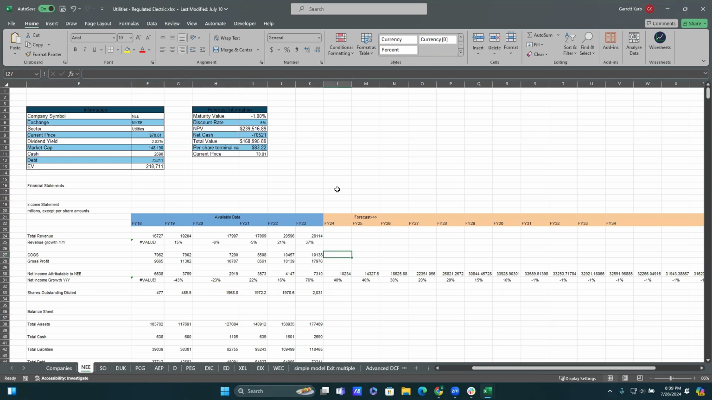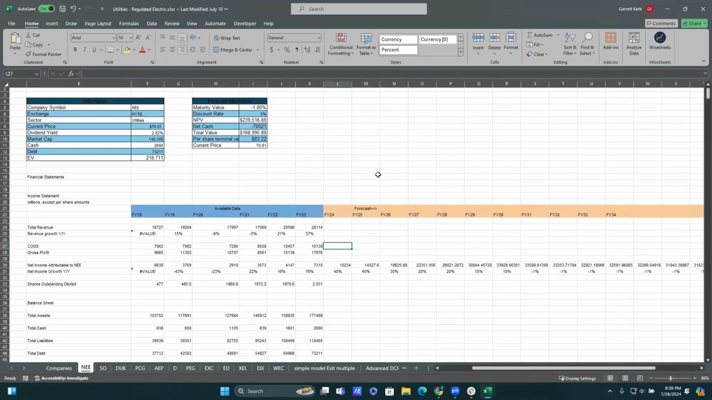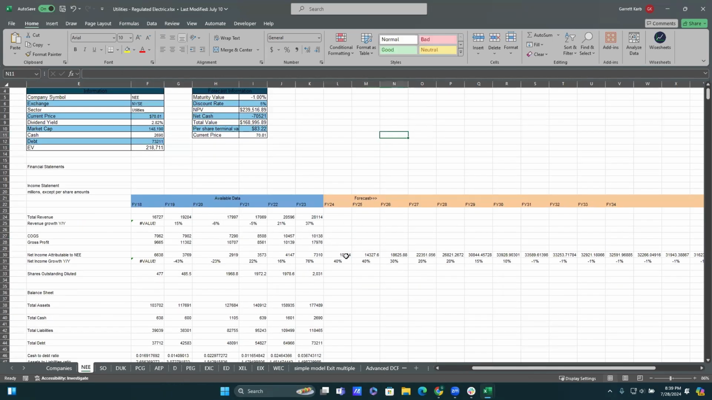They supply energy, okay? So for that reason, I gave 40% growth for the company's net income in fiscal year 24 and fiscal year 25, because that's when I think the most amount of investment in data centers is going to happen and the most amount of demand for energy is going to happen.